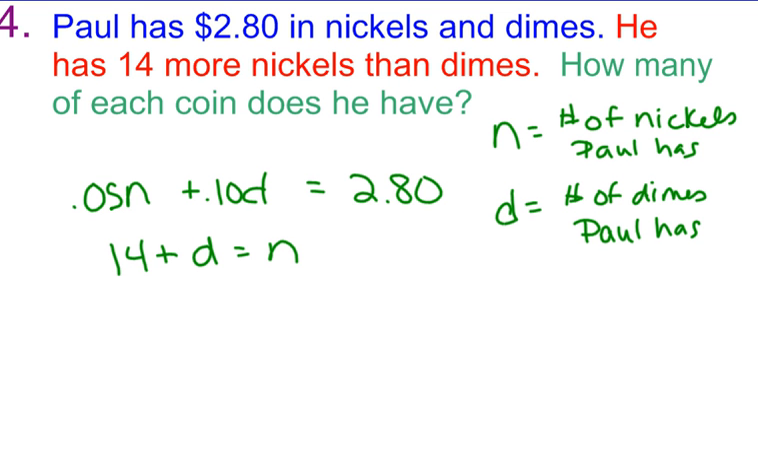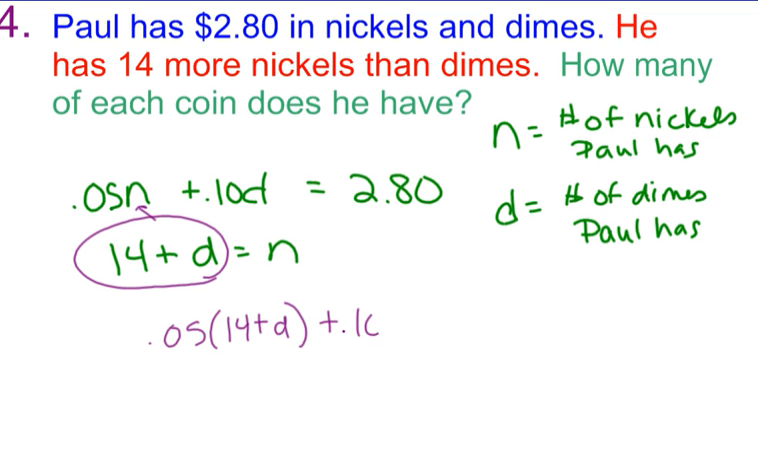So now I would probably choose to do, I could do substitution or elimination if I wanted to. I could put the other one in standard form pretty easy. I'm going to choose and go ahead and do substitution. So I'll say 14 plus D is what N is valued at. So 0.05 times (14 plus D) plus 0.10D equals 280. When I distribute my 0.05, 0.05 times 14, we'd get 0.7 plus 0.05D plus 0.10D equals 280.